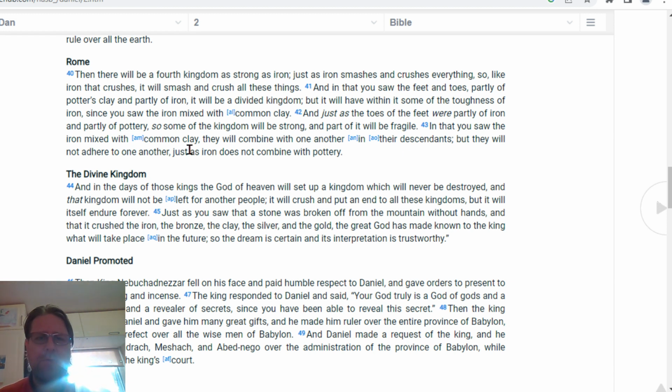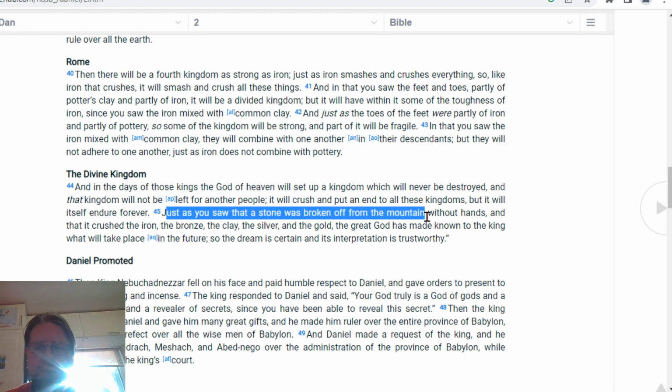In that you saw the iron mixed with clay. Now here it is, verse 45. Just as you saw that the stone was broken off from the mountain without hands. So this stone that comes to destroy the kingdoms of the world was broken off of a mountain. It was taken off of a mountain without hands. This Aleph Ben, this Son of God, was taken off of a mountain, the mountain being the representation of God. So the Son of God, the stone, comes from the mountain, and it crushed the kingdoms of the world.